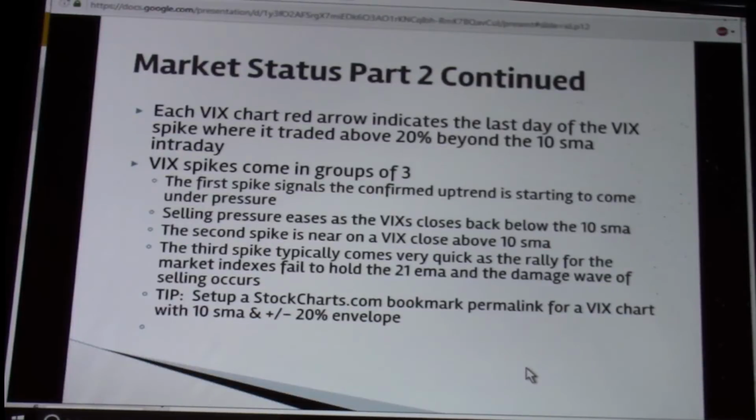Then you have a quick relief rally. The damage in your portfolio is going to be when that third arrow shows up, and it's going to be very quick. This rally is usually, this can go 3 to 4 weeks. This rally is going to be like 1 to 3 days.